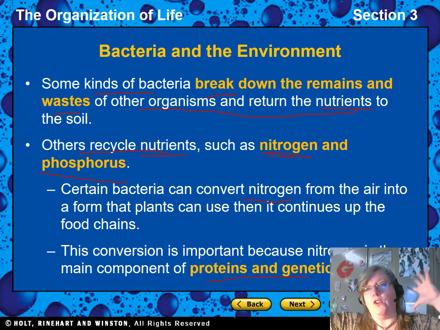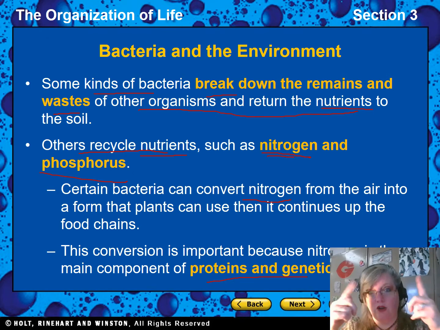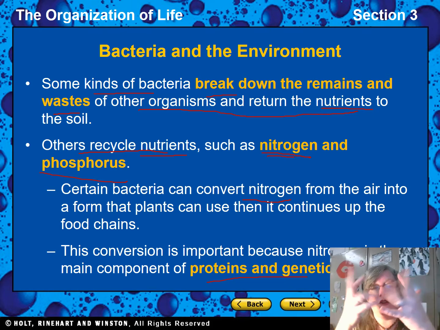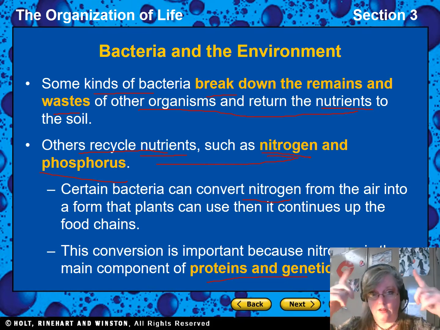The air is full of nitrogen, but we can't use it. Okay, we can't use air nitrogen. We have to have physical nitrogen. And so we can get it from something that dies to use for the next generation, but we can't use it from the air. There are bacteria who do that for us. Okay, so some of the bacteria are going to take the nitrogen cycle. Okay, and some of the bacteria are going to do the phosphorus cycle.